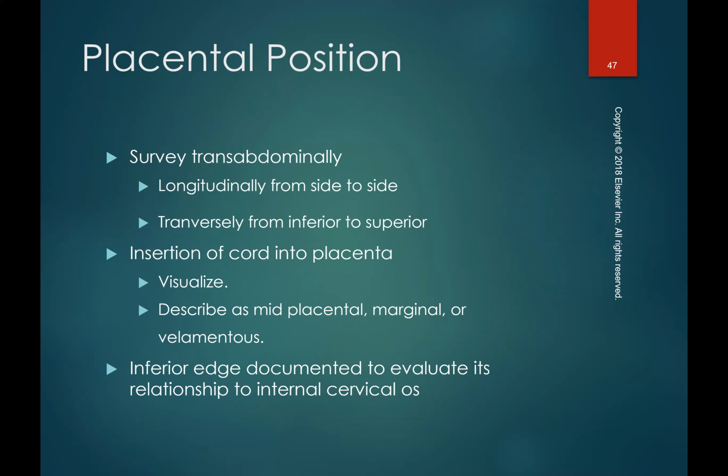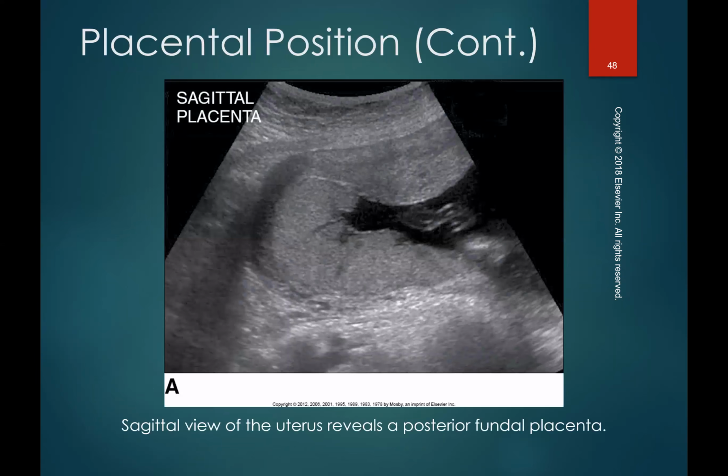Once I do that and I can determine where the placenta is, then I'll go ahead and look for the insertion of the cord into the placenta. And again, the reason that we do that is because we want to see it within the mid placenta. If it's not, it could be a marginal or battledore placenta or a velamentous cord insertion. The inferior edge is documented to evaluate its relationship to the internal os, which I talked about.